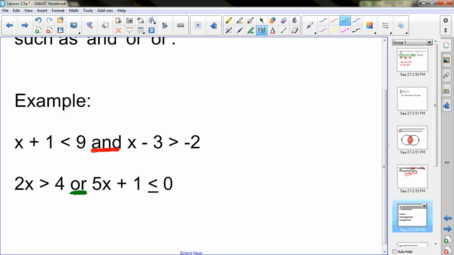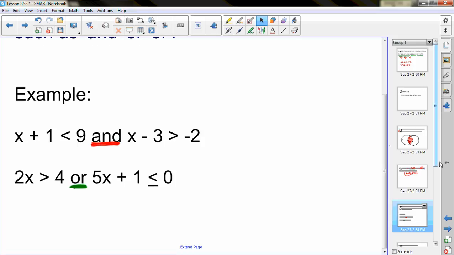Does it look familiar from Algebra 2? Remember that? Do you remember it from Algebra 2? All right, so it looks a little familiar. Let me go to the next slide.